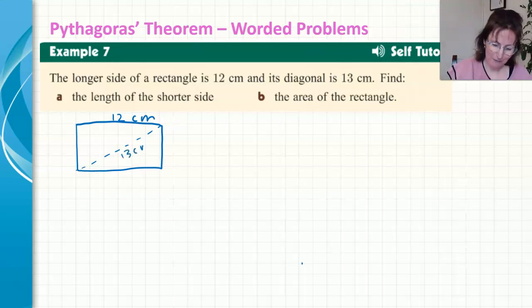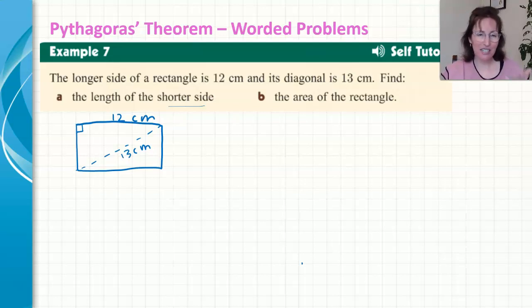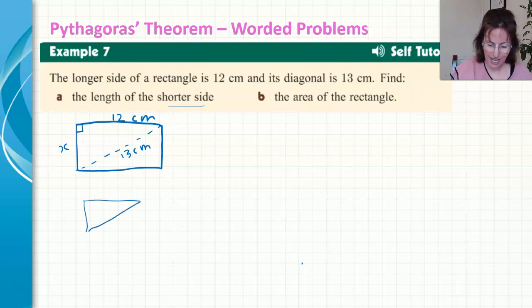So let's label that. Now, rectangles have right-angled corners, so we could put that symbol in there, and we're being asked to find the length of the shorter side. So we would call that our x, or any unknown. You could put it on either side, the left or the right-hand side. If you have trouble seeing the triangle, feel free to extract it out and write it separately if you prefer. I'll just do that here for the first question.